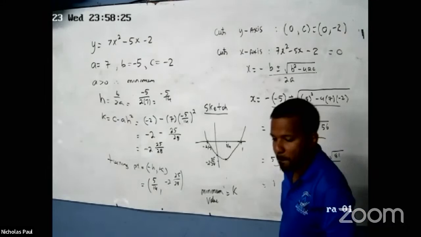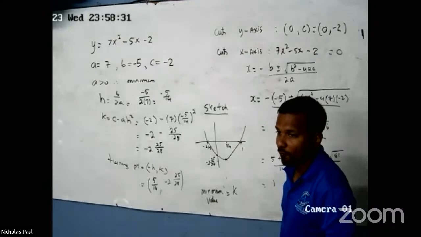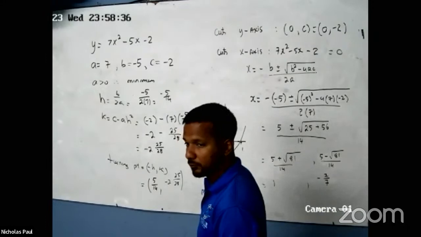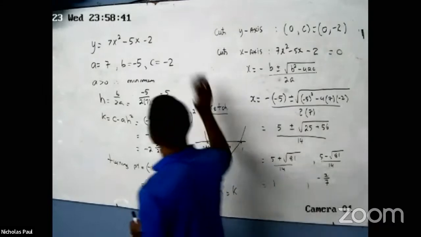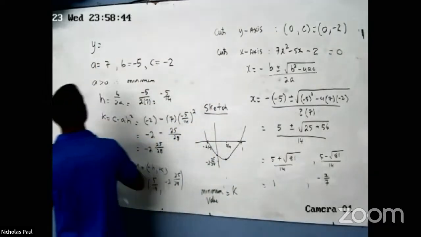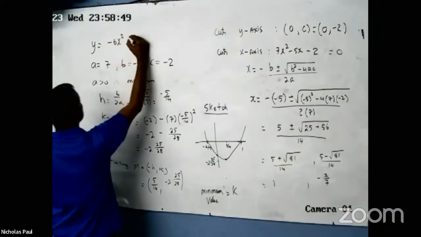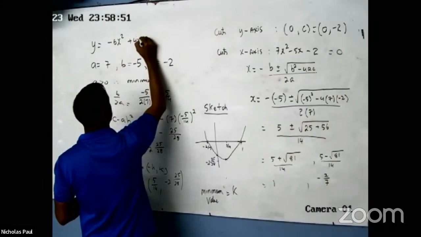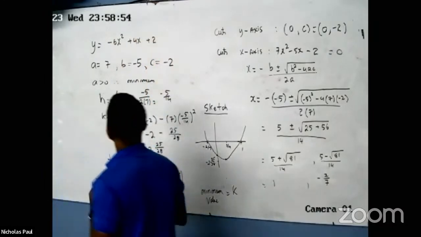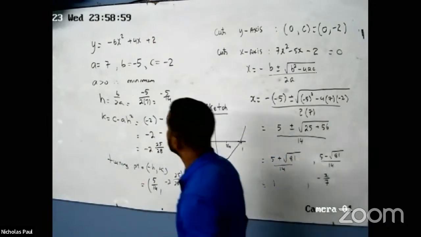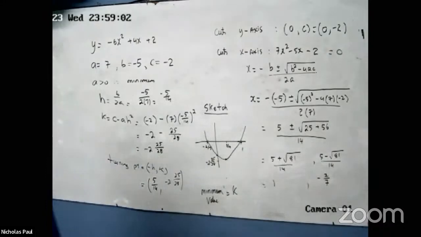Right, let's go again. Try this one: minus 6x squared plus 4x plus 2.